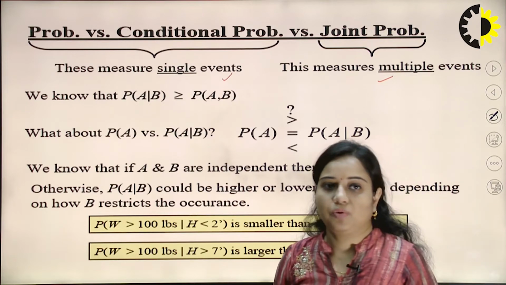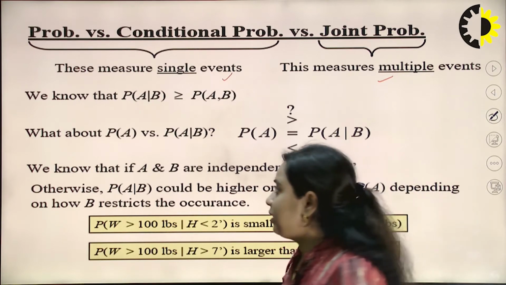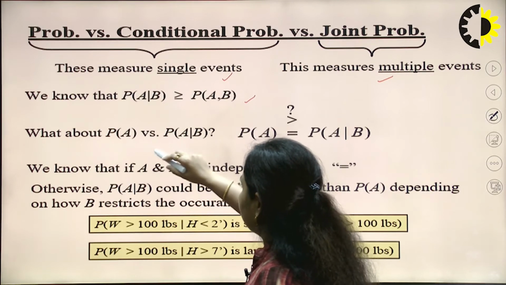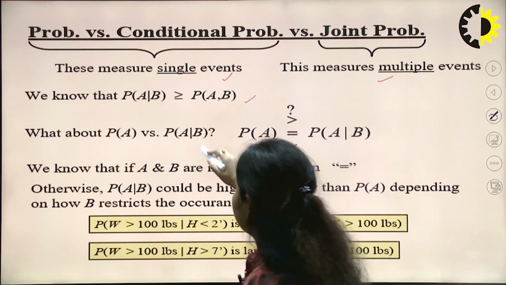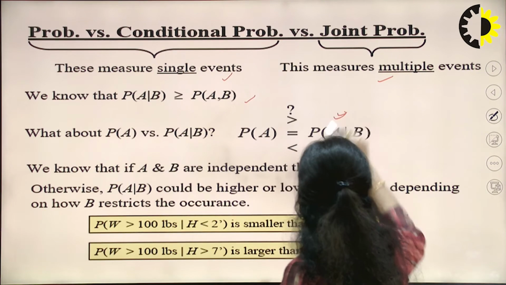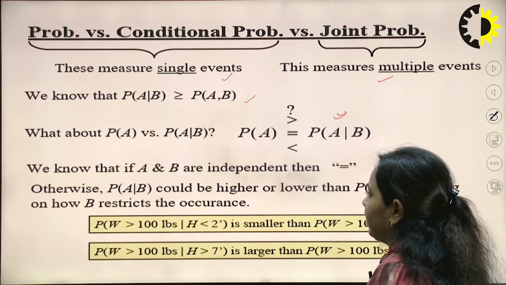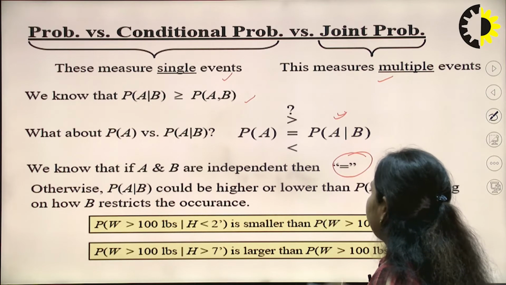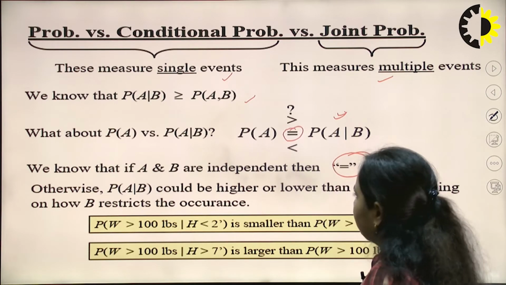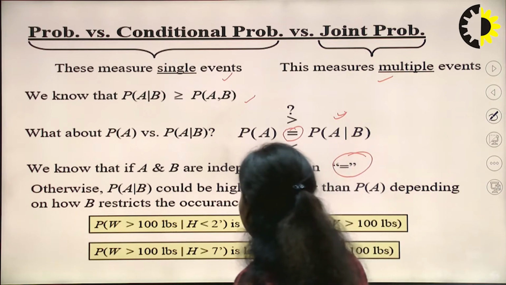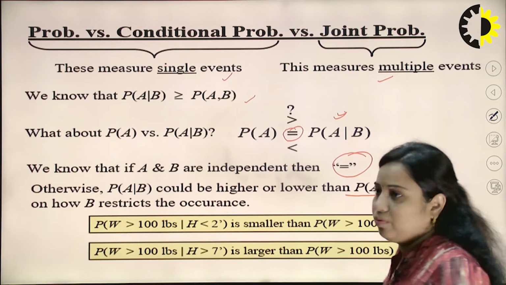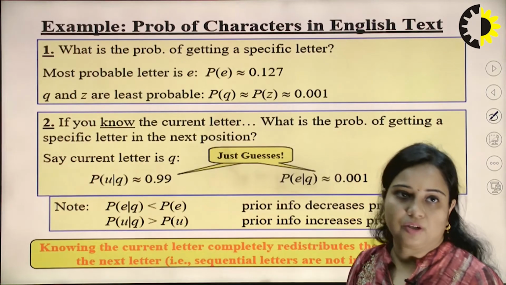So, as we know that P(A|B) is greater than or equal to P(A,B), and what about this particular value, that is P(A) versus P(A|B)? That will be the value that we have to decide. We know that if A and B are independent, then only this equal sign will be there. So, we have to consider this one. Otherwise it could be higher or lower than P(A). So, that will be the condition for joint probability and conditional probability.